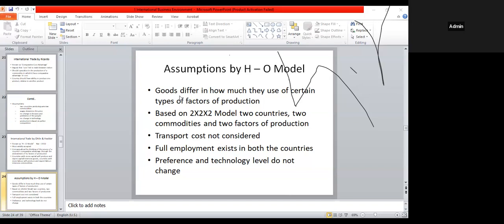Second assumption: this theory is based on a 2 by 2 model, 2 countries, 2 commodities, and 2 factors of production. That is 2 by 2. The first two is 2 countries, the second two is 2 commodities, and the third two is 2 factors of production. So as I told you, there are 4 factors.